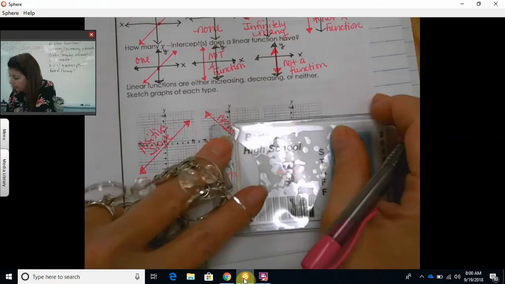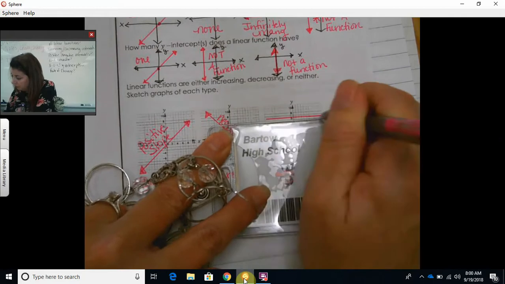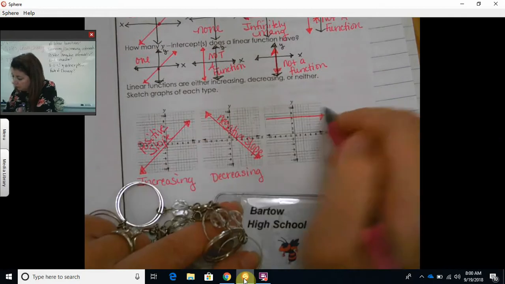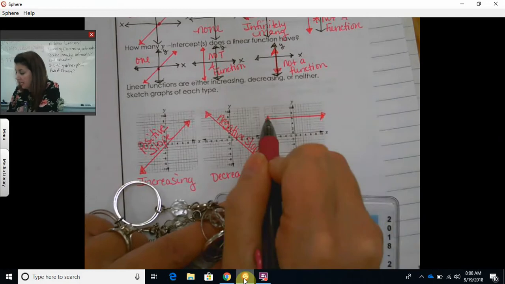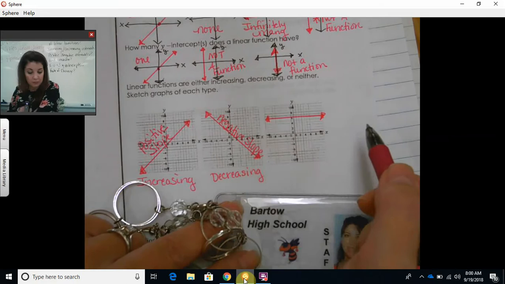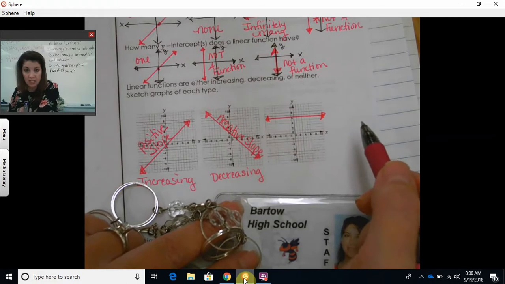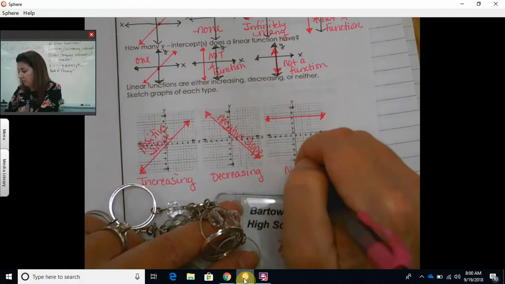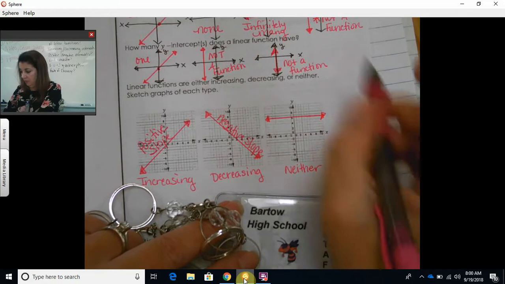Now draw a horizontal line. On this one, as x is increasing, what is y doing? It's not changing, right? It's remaining constant. So this would be neither increasing or decreasing. And the slope of this line is 0.